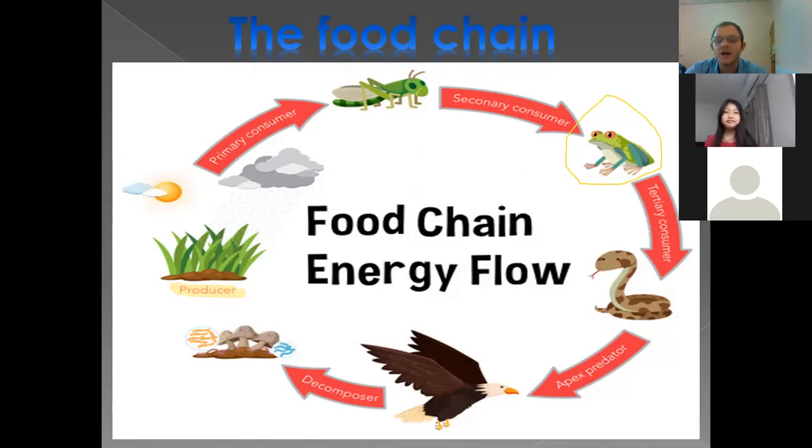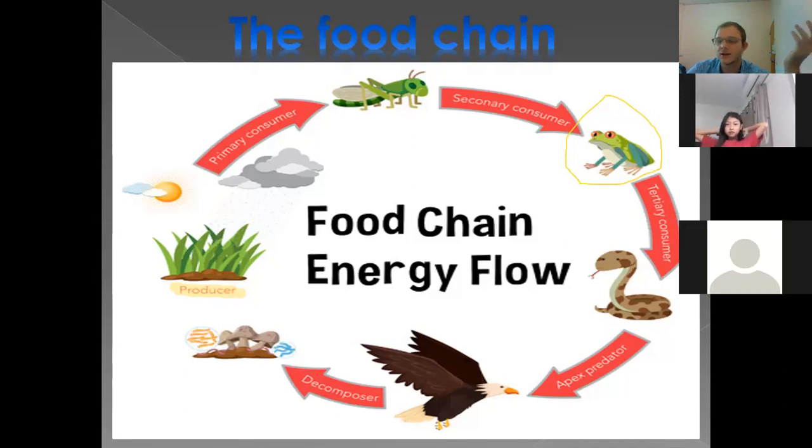Now what happens? Now the apex predator maybe becomes old and it dies. Now what happens to the predator? It will start decomposing. What happens with food if you leave it in the sun? It starts becoming smelly and rotten. Now the same happens to the apex predator. So it will die and its body will start breaking apart.